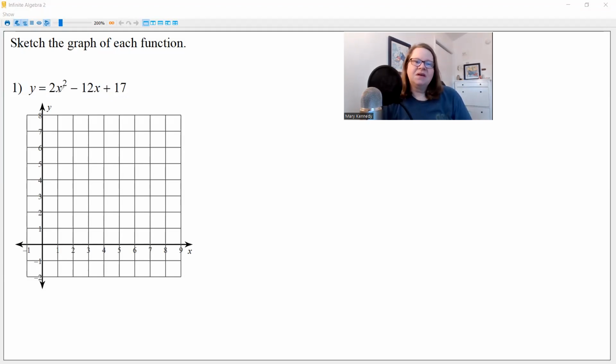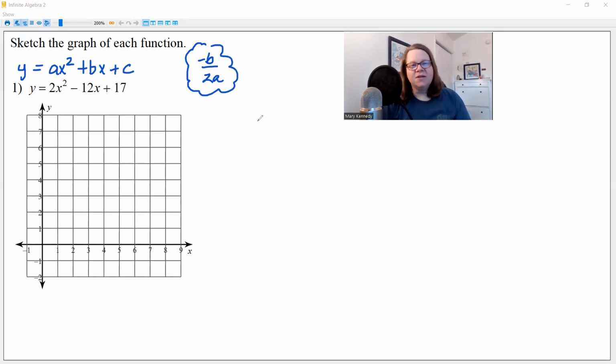So this is a function that is in what's called standard form of a quadratic: ax squared plus bx plus c equals y. When you're in standard form like this, you are going to use a little formula, negative b over 2a. That's going to help us define the vertex. The vertex is where the graph changes from going downward and begins going back upward. If you're in an x squared equation, you know it's a parabola, with that little U shape to it. So it's either opening up or opening down.